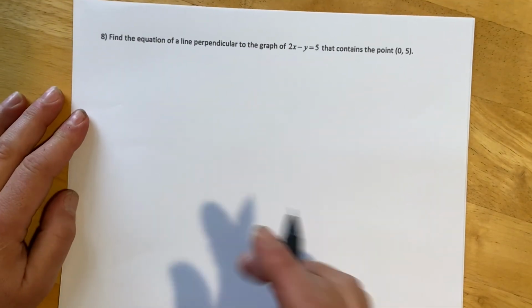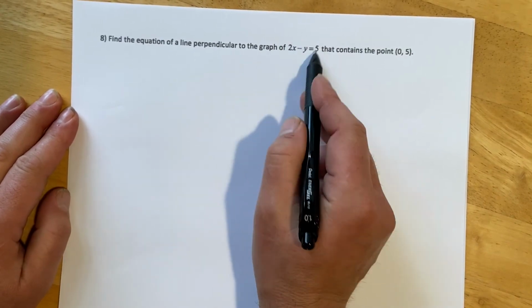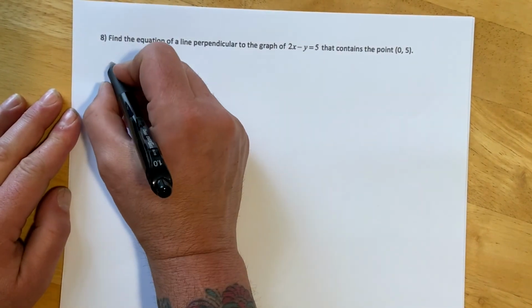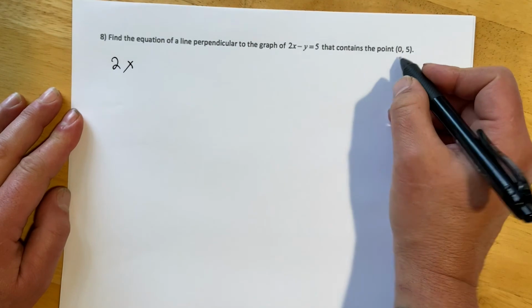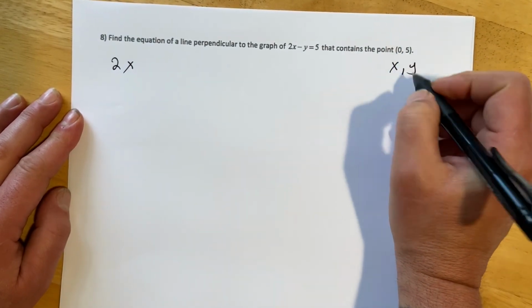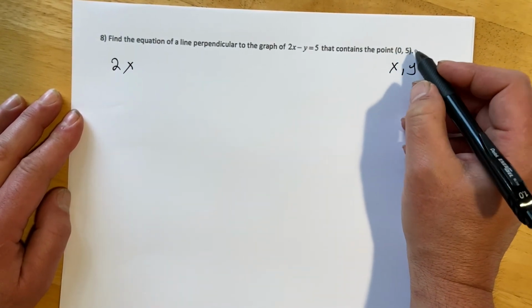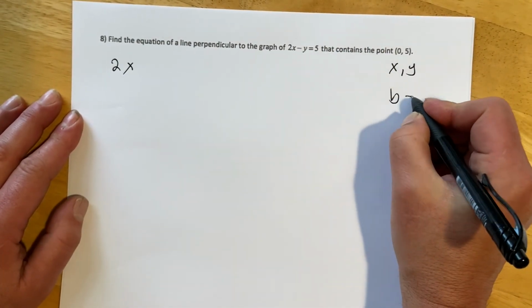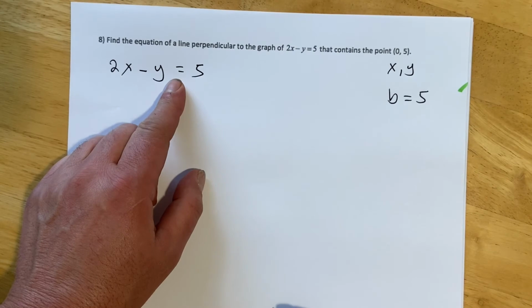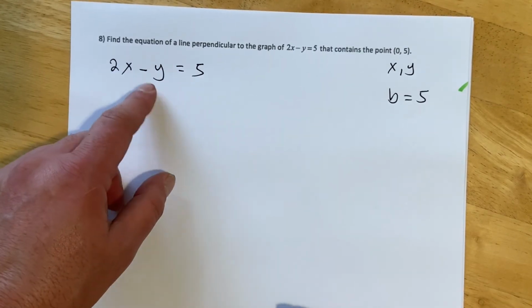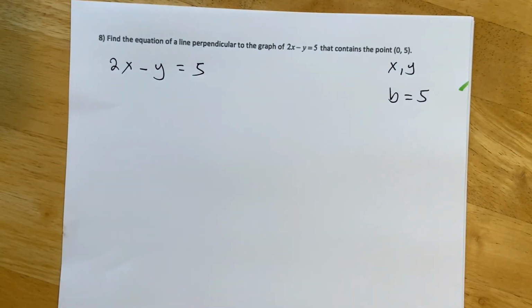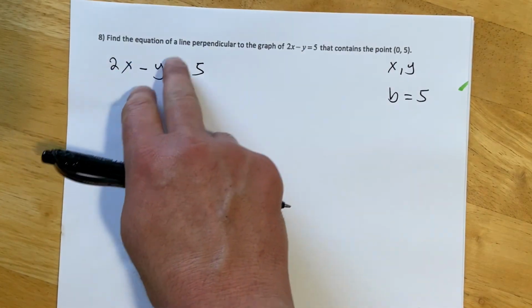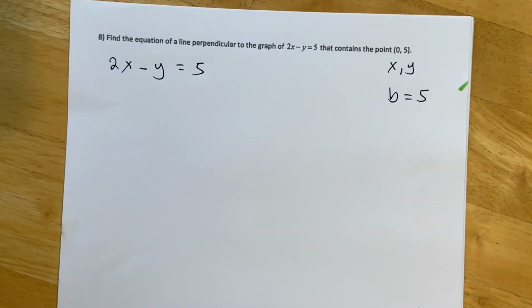Okay, question 8. Find the equation of the line perpendicular to this that contains that point. So there's our point, x, y, and this is really nice. They gave us the point 0, 5. So when x is 0, y is 5, that is my y-intercept. So that's my b. And so then I will take this, and if I solve this around for y, then I can see the slope. Once I know the slope of this one, that gets me the slope of the perpendicular line.